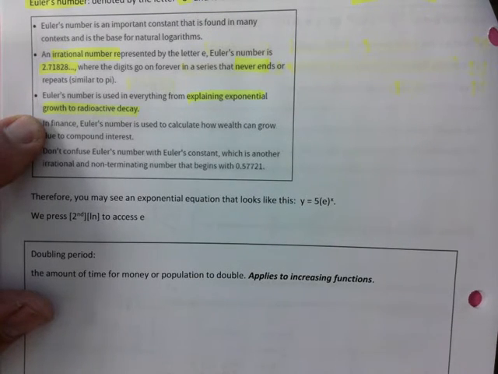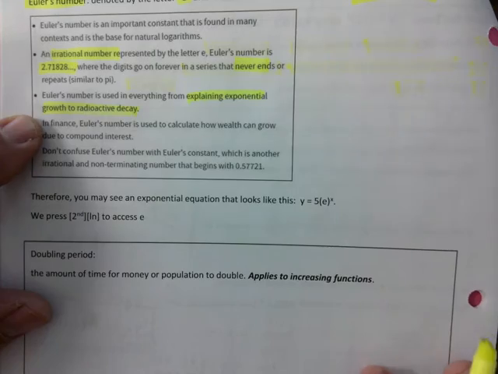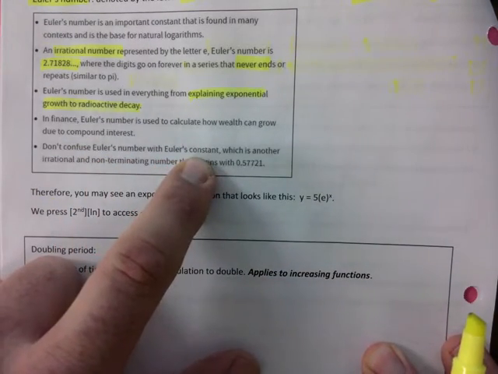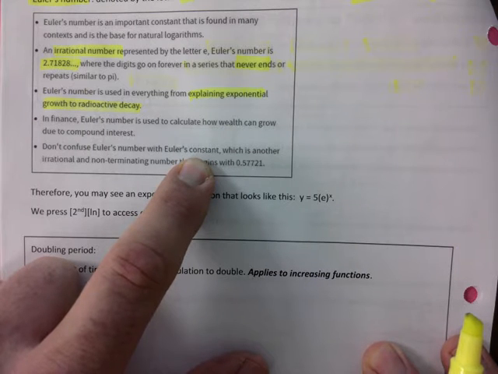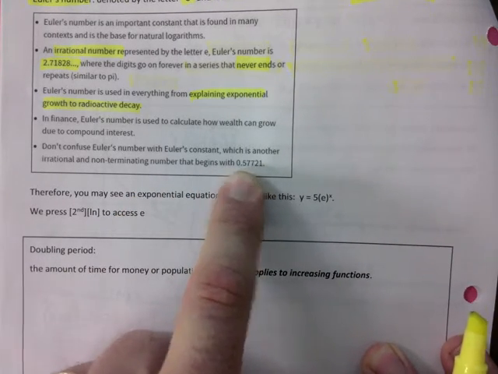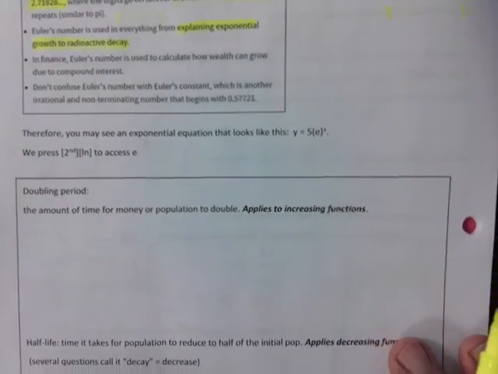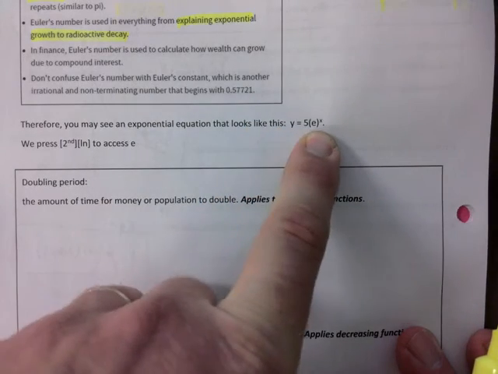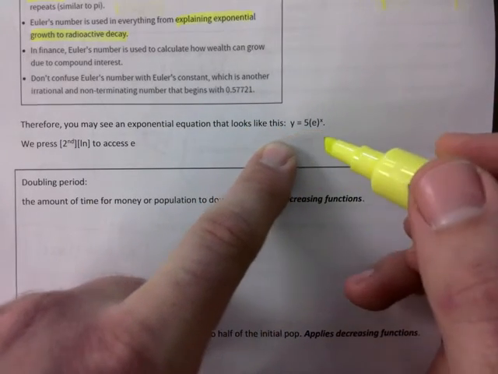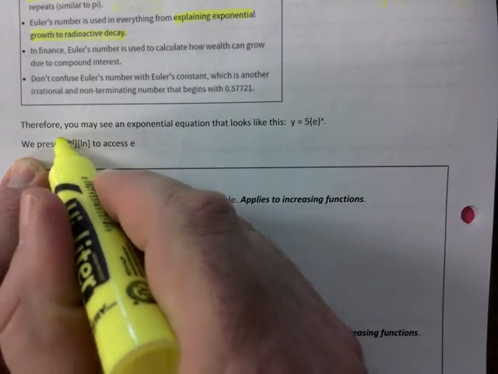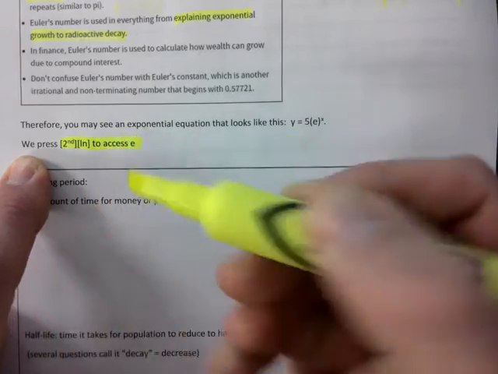It's also used in finance because finance obviously wants that exponential growth. Don't confuse Euler's number with Euler's constant. You actually don't have to worry about it. I won't trick you on that, but I just thought I'd put that in there, because his constant is not on our calculator, so we won't have to worry about it. This is what I need you to remember. You may see an exponential equation that looks like this, right? And to access it, you just press second, natural log to access e.